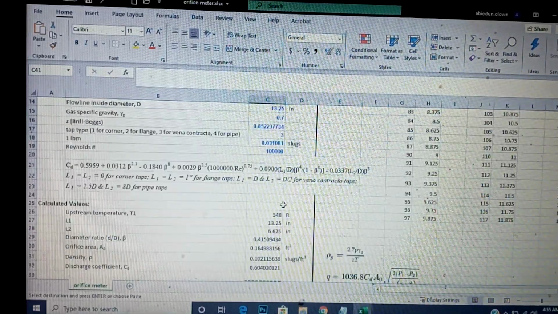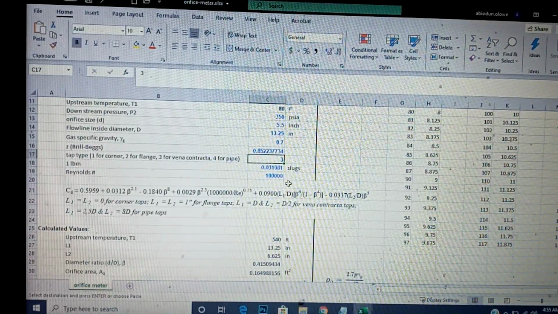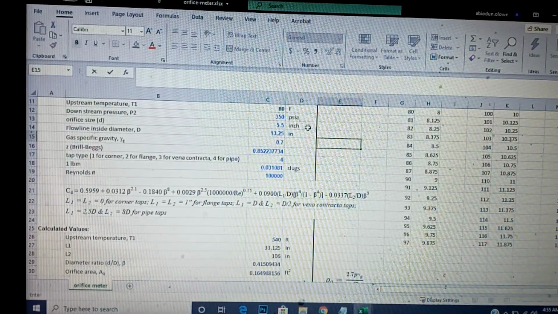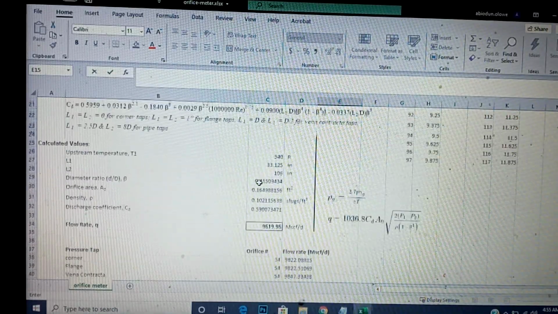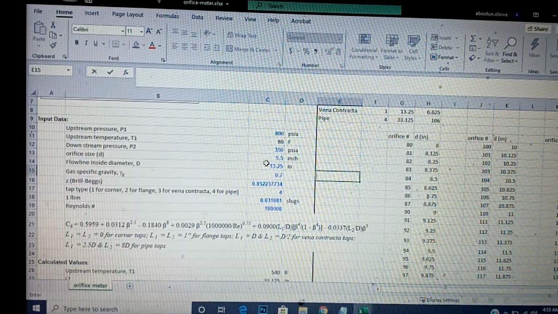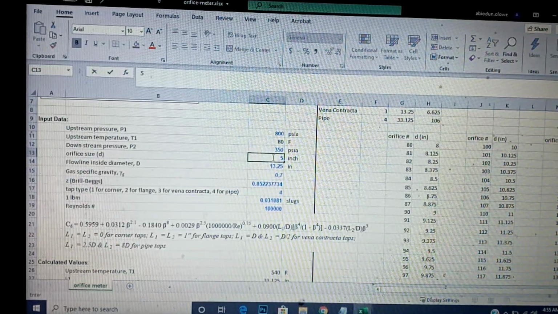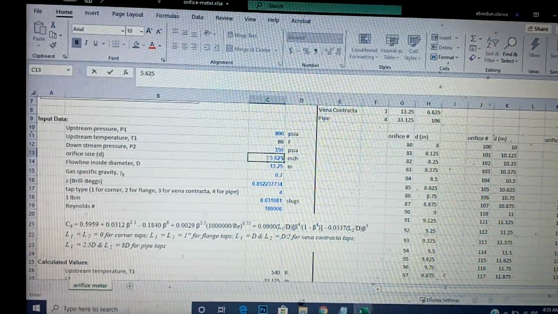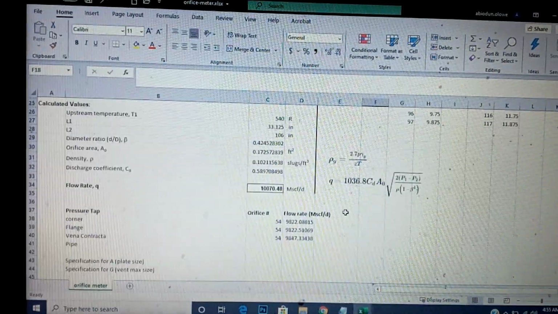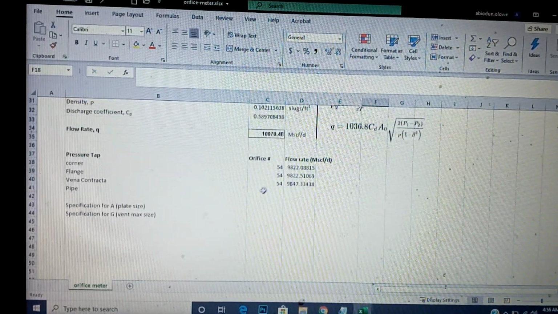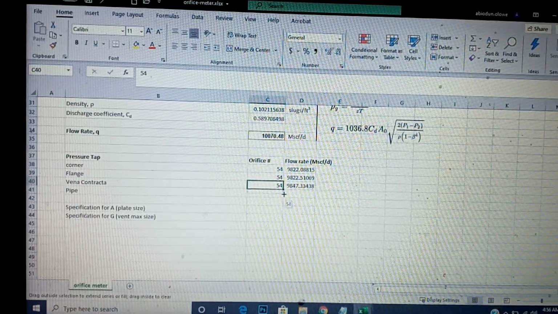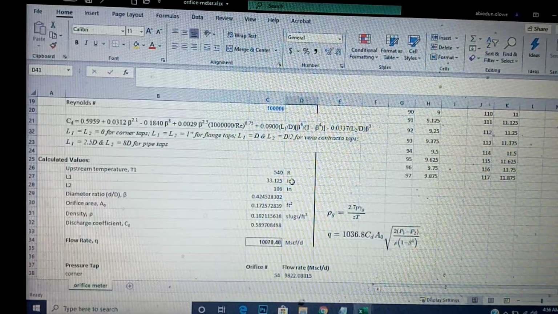Now let's try the last one, 4. So let's still keep the same diameter, 5.5. 96, this one is low. Let's try 5.625. 5.625. Wow! It's just over by 70. Okay. So it's also 5.5, 54. I'll go back to 5.5.